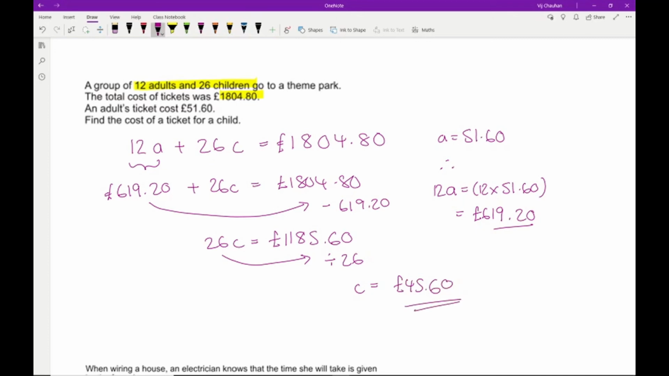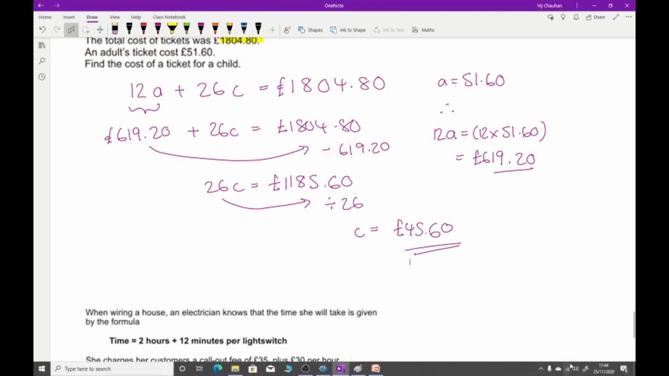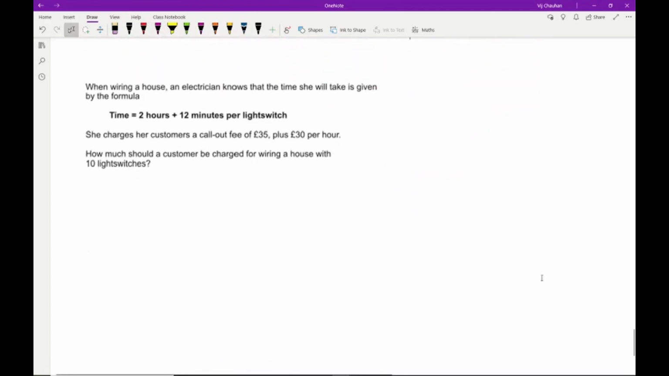So moving on to the next question, I think this is our final one. So here it says, when wiring a house, so this time we've moved away from a plumber, now moving to an electrician, which is something I could do with at the moment. So when wiring a house, an electrician knows that the time she will take is given by the formula, and here we've been given our formula. So it's going to be 2 hours plus 12 minutes for every light switch that they install.